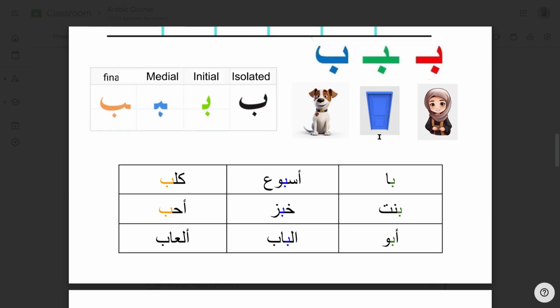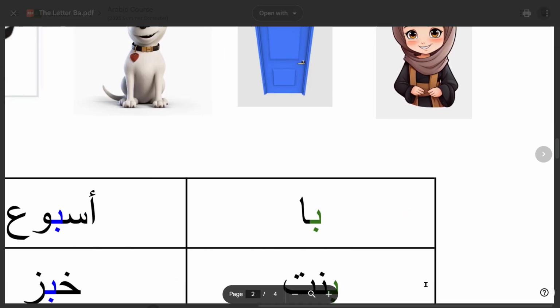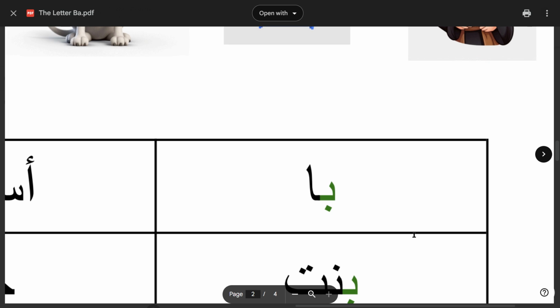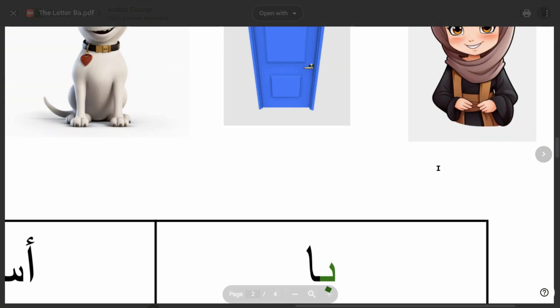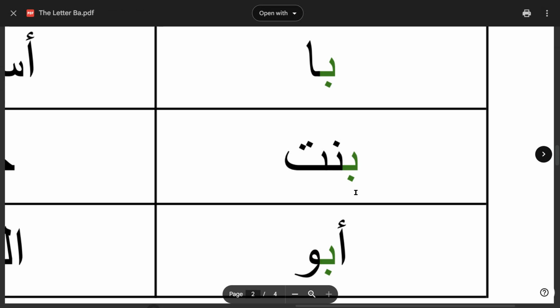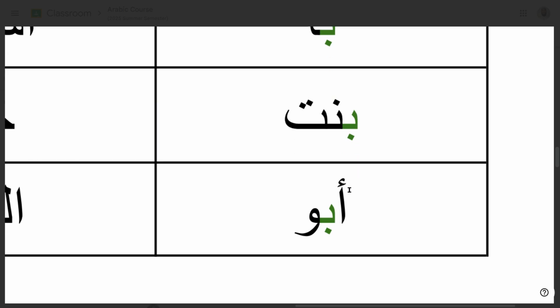Expanding further on the positions, I just put different colors to give you guys different examples. So we have the letter Ba as well in the initial form right here. Bint, which means girl. I put it right here. Let's not get confused that there's a dot at the top. The dot at the bottom is what we're looking for right now. We have the word Abu, which is referring to someone's father, like Abu Muhammad, Abu Isa. We say the father of. Notice the letter Ba right here.